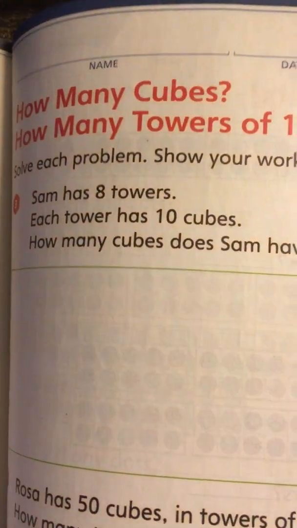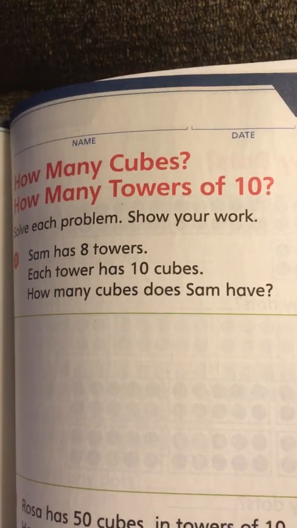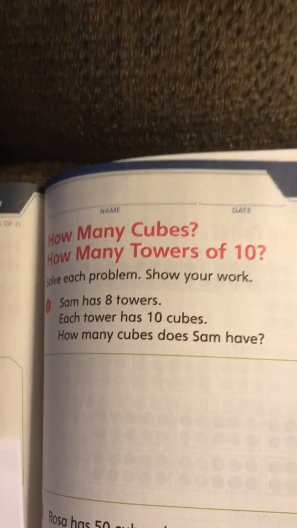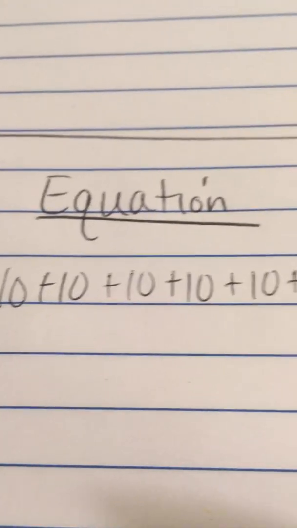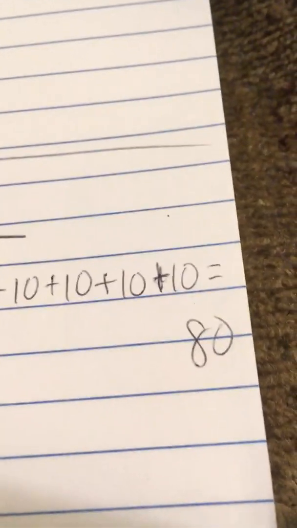Okay, so let's go back to our word problem. So the question was, how many cubes does Sam have? So Sam has 80 cubes because we drew a picture of 8 groups of 10. He had 8 towers, 10 in each tower. We counted by tens. We also wrote an equation. 8 groups of 10 equals 80.